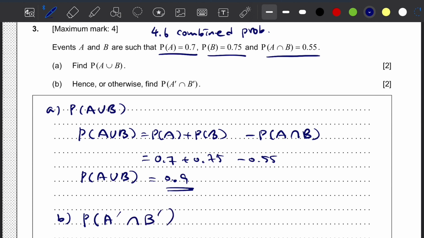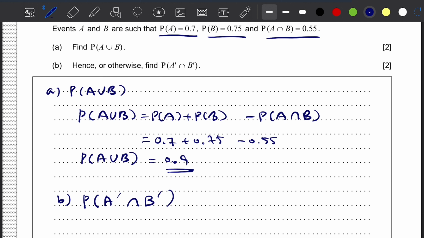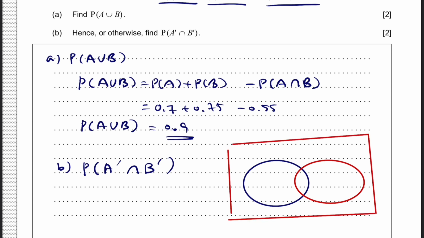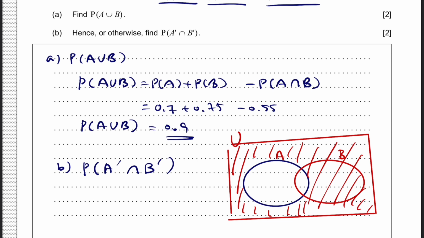So let's try to draw out a Venn diagram for this information. Let's say we have an event A and event B in our sample space U. Then the complementary of the event A is this red part, everything outside of the event A. The complementary event of the event B is this green part, everything outside of B.